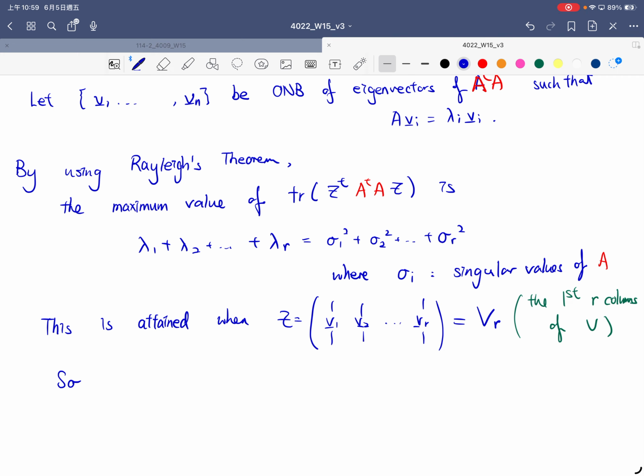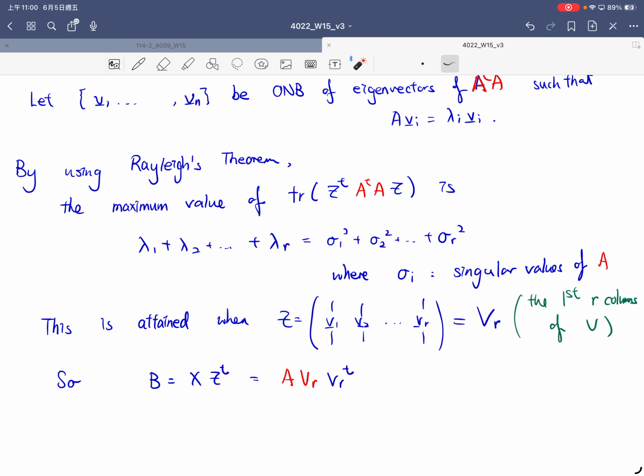So, what is B? Remember, B from day one, B is XZ transpose. And now we figure out what is Z. Z is VR. And also, what is X? X is AZ, which is AVR. So from the two sets combined together, we know all the information. We know what is Z, and also what is X. X is AZ.